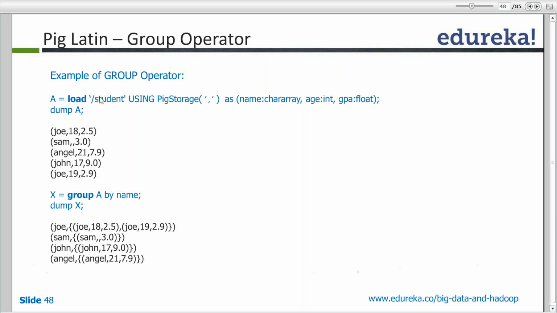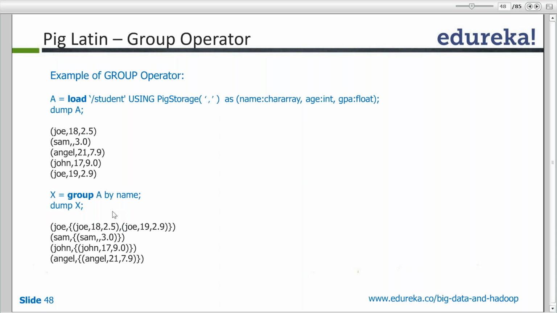I've loaded this file using a comma, and this has resulted in a relation, right? So what I've done is I'm loading a file using PigStorage comma, and I've defined a schema, and I'm dumping A. Right now, what I'm doing is I'm grouping A by name. If you notice clearly, in the second row, when it is Sam, the age is missing. Still, it will work. See, there are no errors. It will still work.